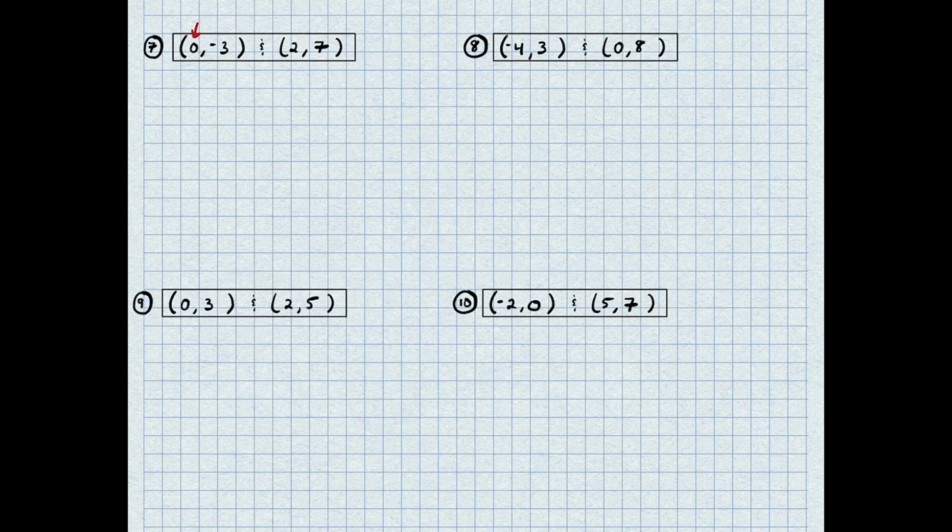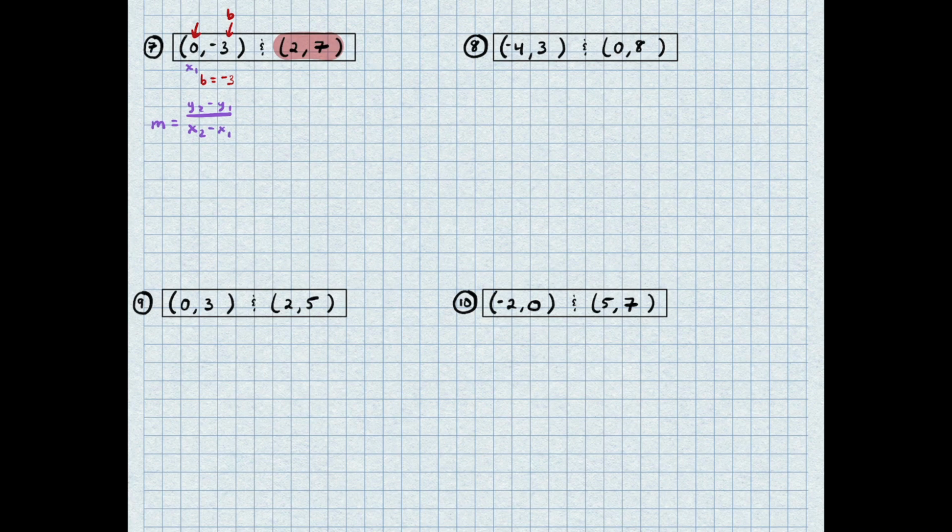Right away you want to notice the 0 here. That means that this -3 is actually our b value, or our y-intercept. And this 2, 7 is just a regular point. So in this problem we actually know that b is equal to -3, but we don't know the slope right now. Remember that to find slope, we have to find the difference of y's, or the vertical change y2 minus y1, divided by the horizontal change, or x2 minus x1.